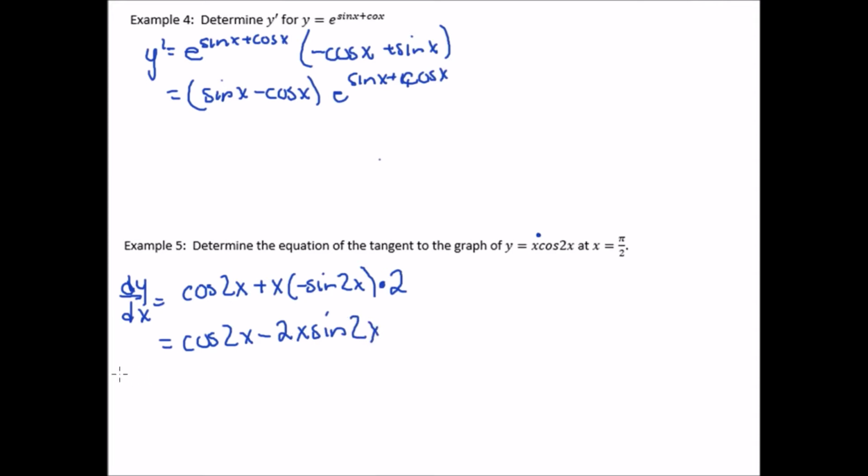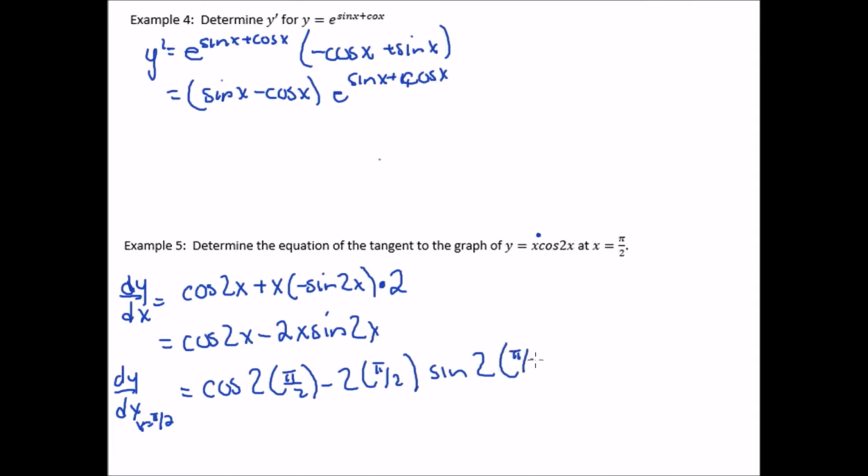Now let's sub in dy by dx when x equals pi by 2. So what is cos 2 pi by 2 minus 2 pi by 2 sine 2 pi by 2? In other words, we're going to solve for cos of pi, and we're going to subtract pi sine of pi.